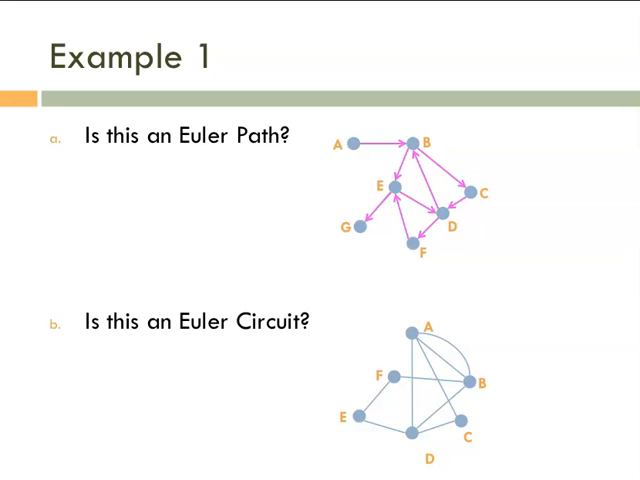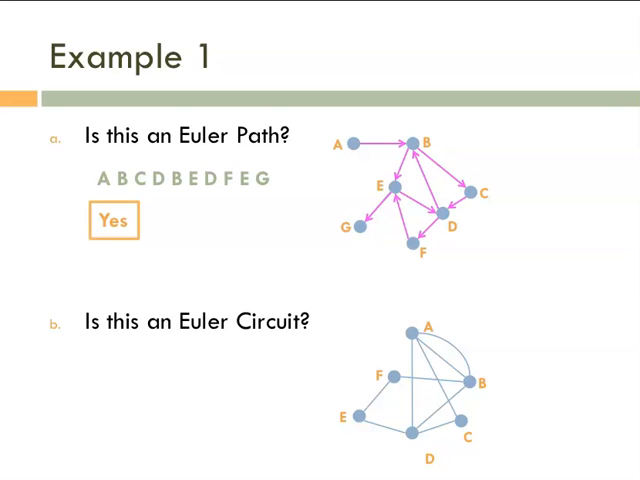So there is an Euler path here. We would write down exactly which vertices we go through to indicate the path. So A, B, C, D, B, E, D, F, E, G. And we would say, yes, this is an Euler path because we were able to use every edge exactly once.